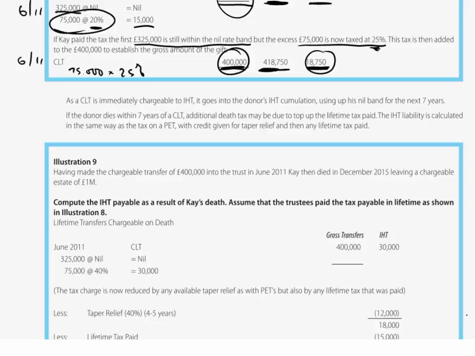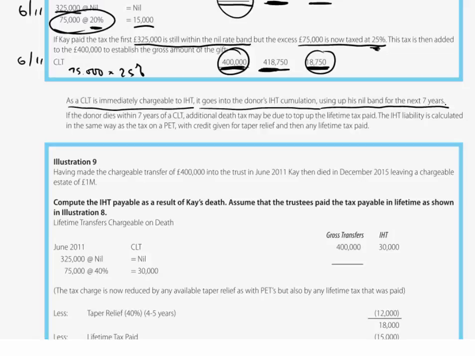Well, so it is that in lifetime, when dealing with CLTs, again we work on a cumulative basis, but only on a cumulative period of 7 years. We still use this 7-year period. Same idea that when you die, you only wind the clock back and tax those transfers that occurred within the 7 years before death. When dealing with CLTs, we work purely on a 7-year rolling cycle. So, as a CLT is immediately chargeable to IHT, as we have just seen, it goes into the donor's IHT accumulation, using up his nil band for the next 7 years.